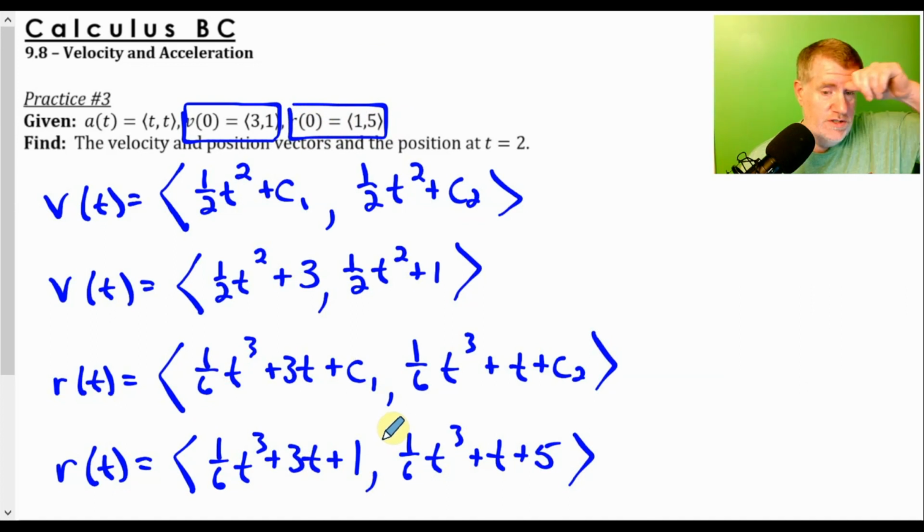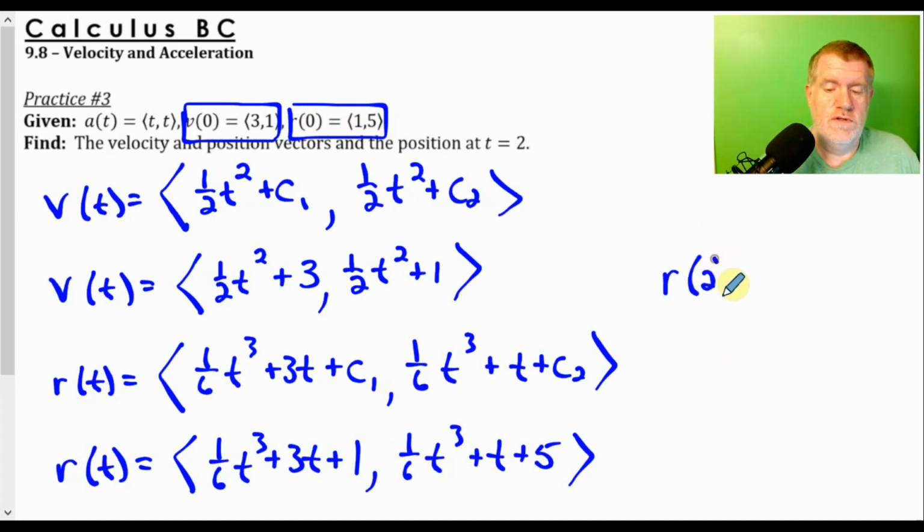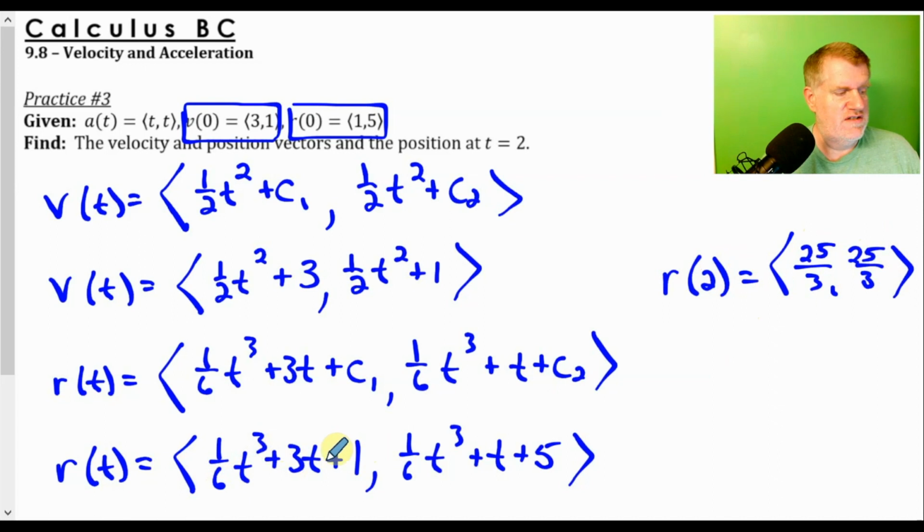And then the question is, what's position at 2? So you just plug 2 into this baby right here. And I'm not going to do all the math. You got to trust me on this one. You get 25/3 when you plug in 2. 8/6 plus 6 plus 1. This would be 8/6 plus 2 plus 5. All right. Cool. Last one.